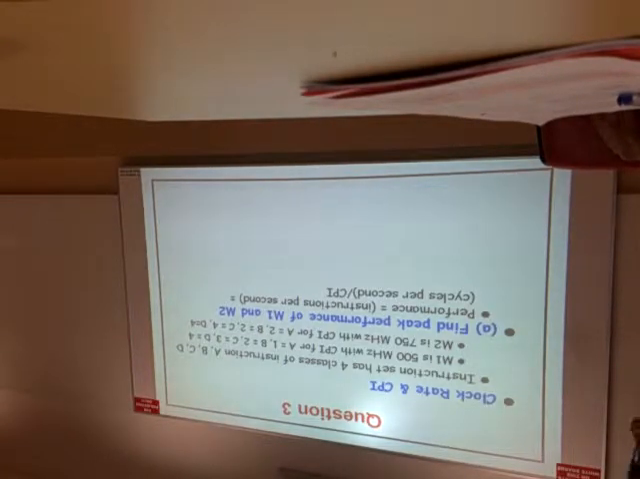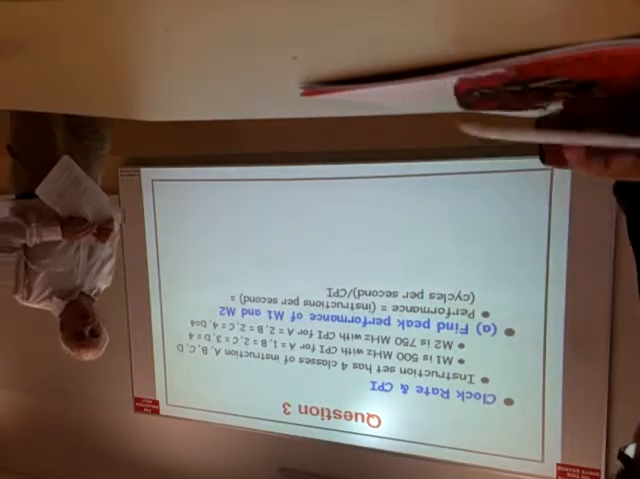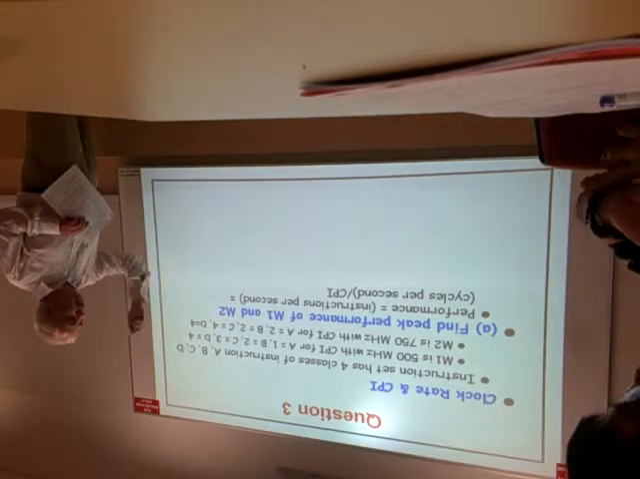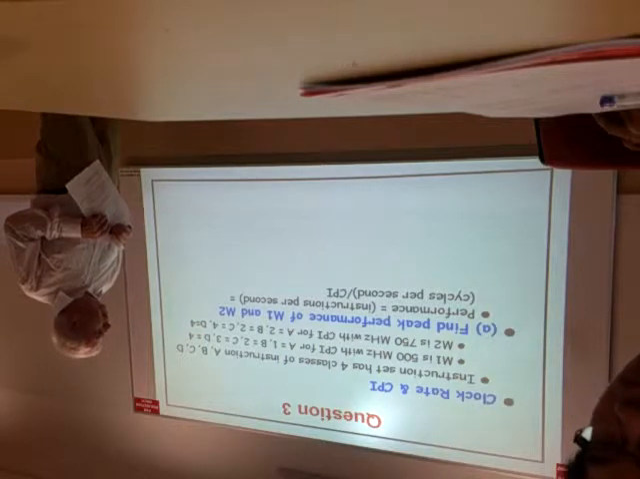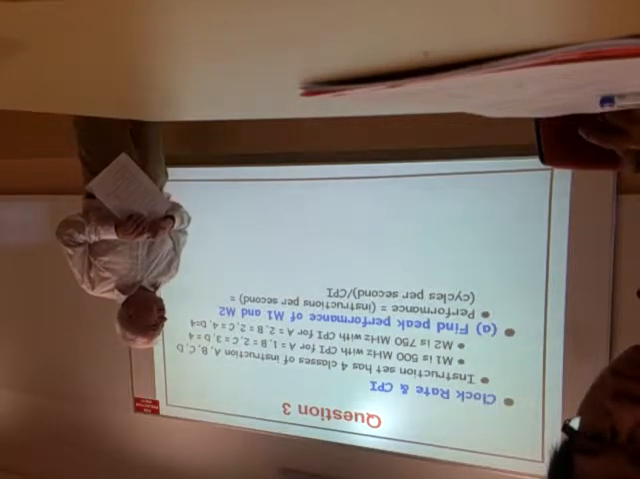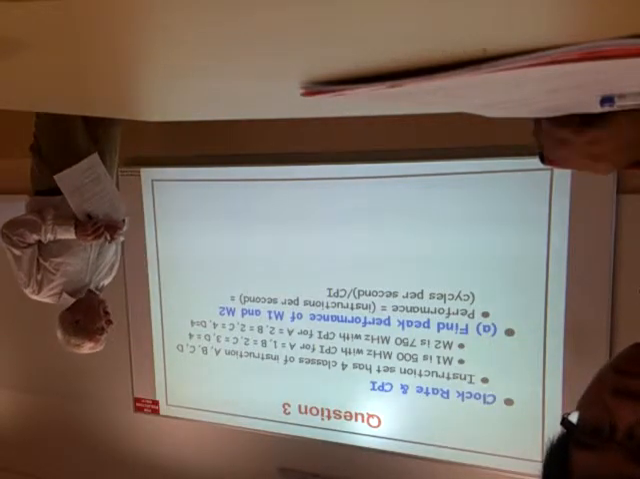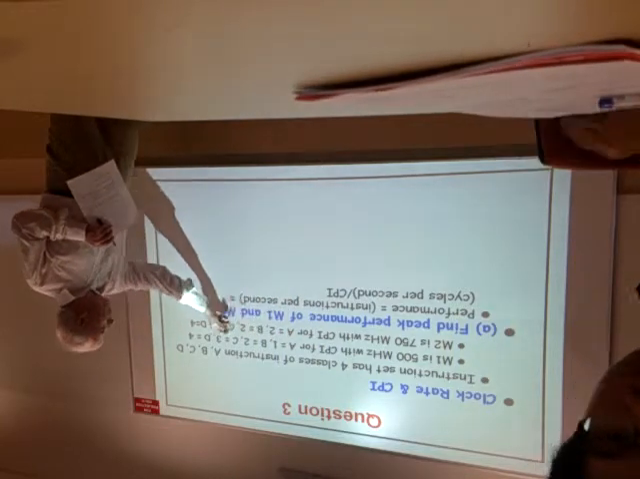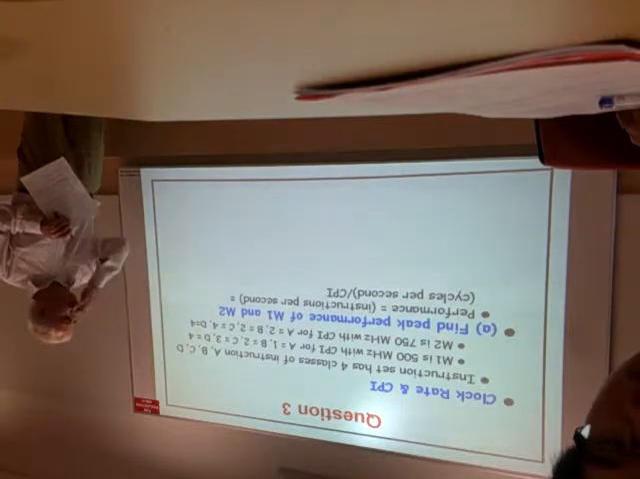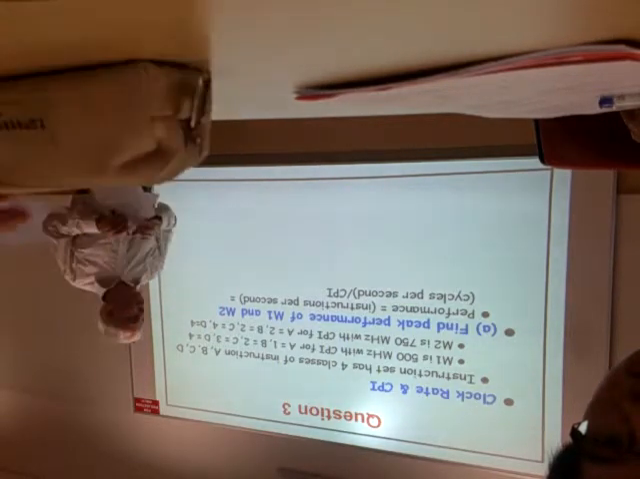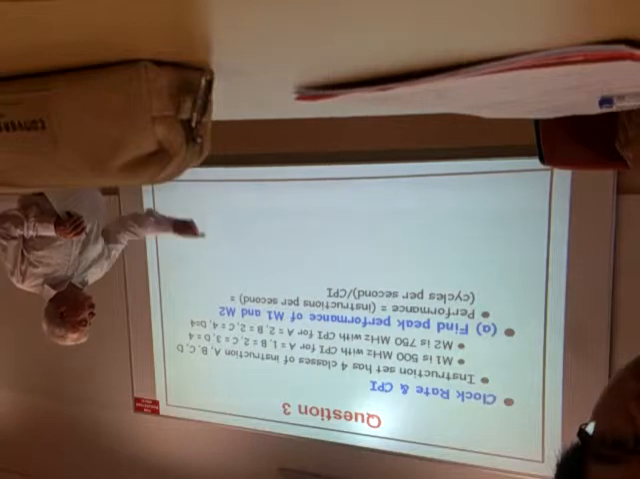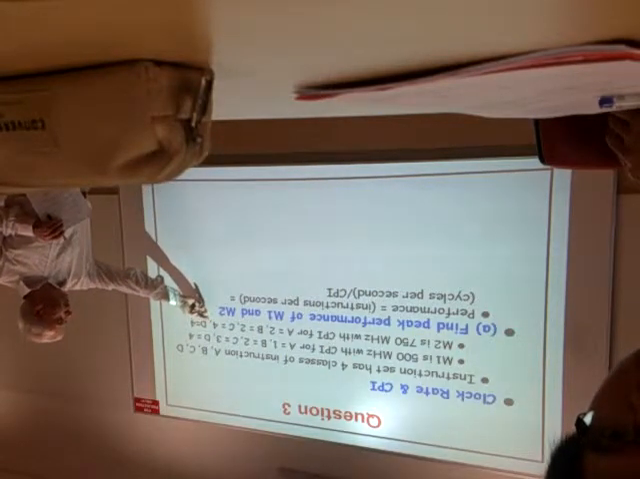60 times 60. So question number 3, we're told that we have an instruction set with 4 classes of instructions, A, B, C, and D, and we have 2 machines. Machine M1 has a clock rate of 500 megahertz, and the number of cycles per instruction for these 4 classes is 1 for A, 2 for B, 3 for C, 4 for D. M2 has a clock rate of 750 megahertz, and the number of cycles per instruction is 2 for class A, 2 for class B, 4 for class C, 4 for class D.